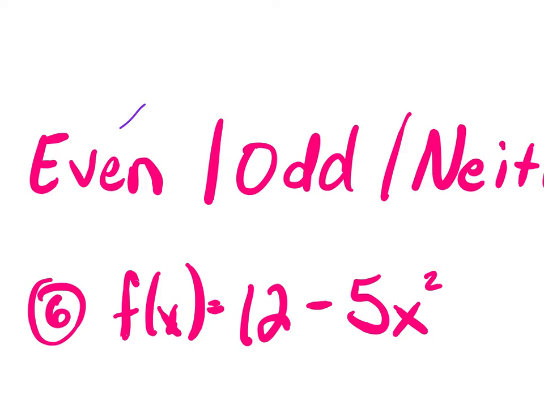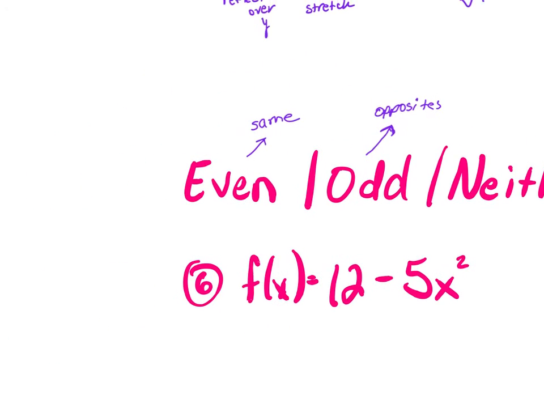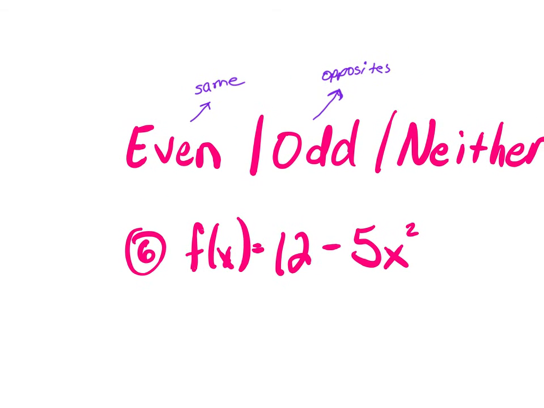If I think a function is even, when I algebraically work this out with numbers, my answers are going to be the same. If I think my function is odd, then my answers will be opposites of each other. Same absolute value, just different signs. And neither, they have nothing to do with one another. So the first thing I do is identify the highest exponent I see. The highest exponent I see is a 2. That's an even number. So this is either going to be even or neither.